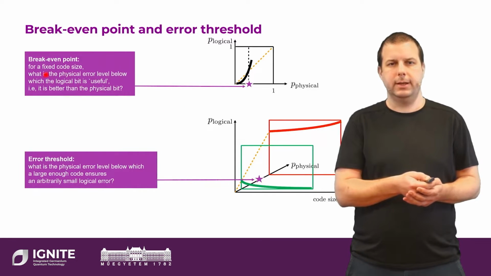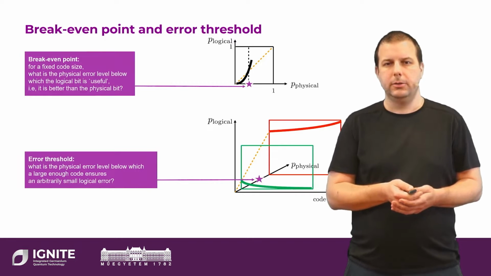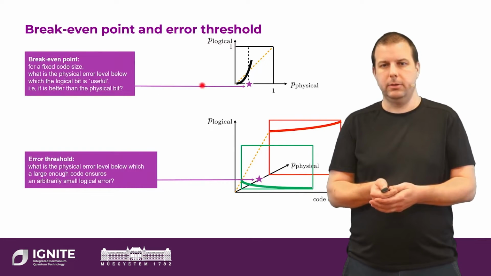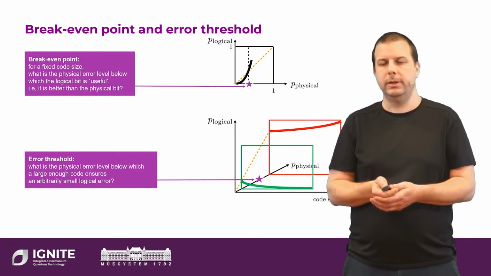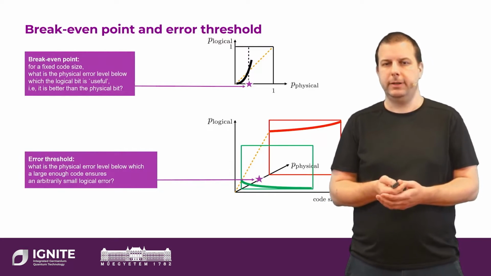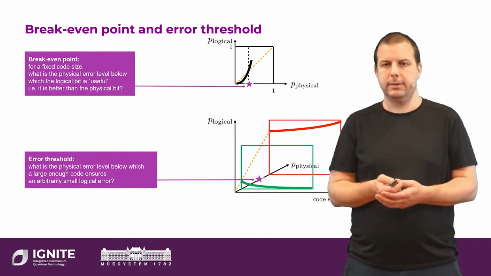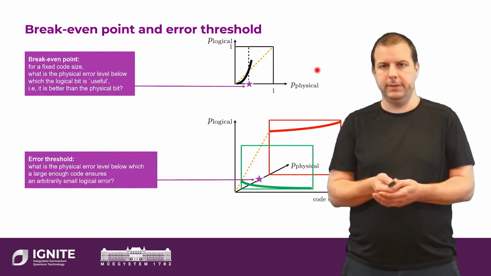For a fixed code size, what is the physical error level below which the logical bit is useful? That is, it is better than the physical bit. So this concept is depicted on the right-hand side. Here you see a graph where on the x-axis you see the physical error probability. So you take a single bit, and in a simplified error model, it could be characterized by a single error probability, and that is p physical.